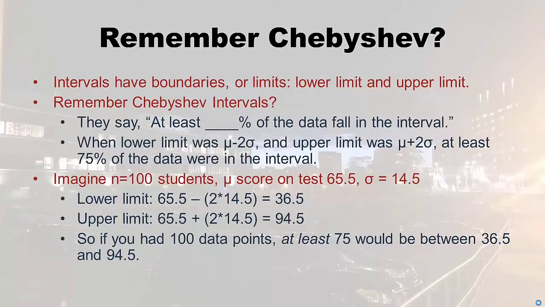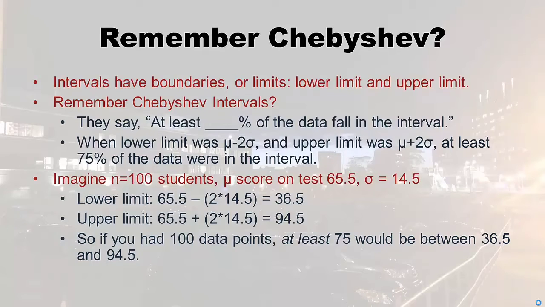And then the upper limit was pretty good, right? 65.5 plus 2 times 14.5 equals 94.5 on a 100-point test. That's a pretty good grade, right? So if you had 100 data points or 100 students, at least 75 would have scored between 36.5 and 94.5.